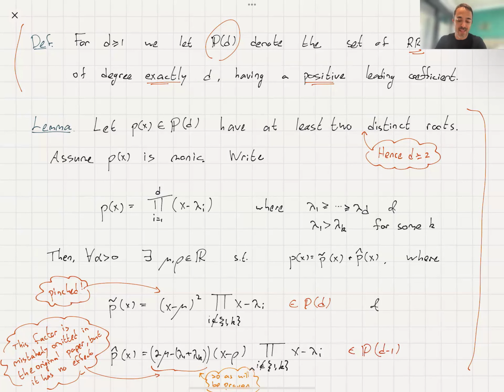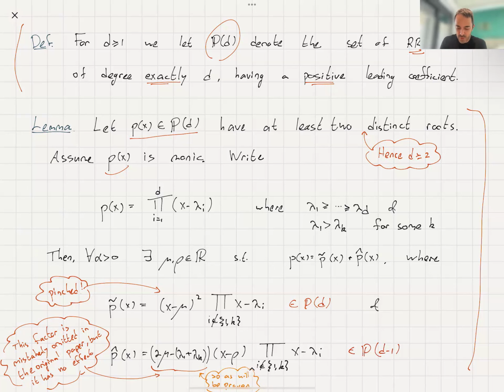And what does the lemma tell us? It tells us that if you have such a polynomial, and let's assume it has at least two distinct roots. The single root case, like (x minus lambda) to the d, is going to be simple, it's not going to require induction. So let's assume it has at least two distinct roots. Okay, and also let's assume P is monic just for the lemma's sake. The definition of P_D requires only positive leading coefficient, but let's assume for simplicity it's monic.